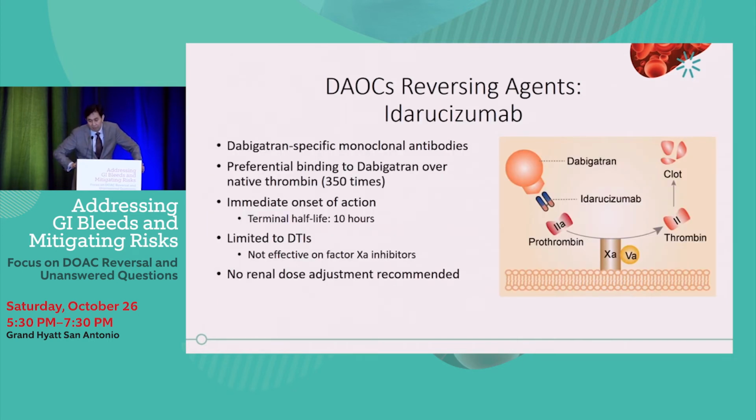So just very quickly, idarucizumab is a specific monoclonal antibody. It preferentially binds to dabigatran over the native thrombin. Its onset of action is immediate. Its so-called terminal half-life is less than 10 hours, but it's very limited to direct thrombin inhibitors. Now, interestingly, although dabigatran is 80% cleared by the kidneys, if I'm not mistaken, the company that manufactures this doesn't say that it needs to be renally dose adjusted. Is that true? Okay.